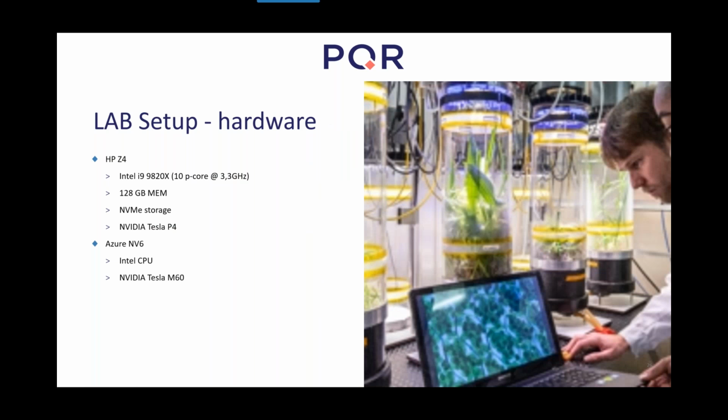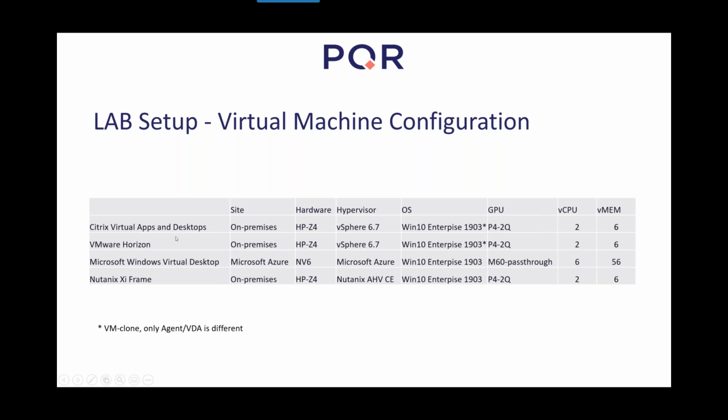On the other hand, if you look at the hardware on the server side, we have an HP Z4, and for the WVD environment, we have a V6 series VM, and you will see the difference in the GPU there. For the four vendors, we configured things to be as similar as possible. For Citrix and Horizon, we had the same image and just installed a different agent, both on vSphere. For Xi Frame, we had to switch the same server to AHV, since they don't support vSphere. And for WVD, we had to spin up a VM in Azure.